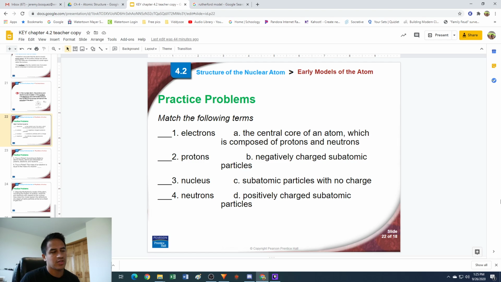in this video we're going to be going over the practice problems of chapter 4.2. So, starting with number 1, it says match the following terms. So we have electrons, protons, nucleus, and neutrons, and we have descriptions here on the right.